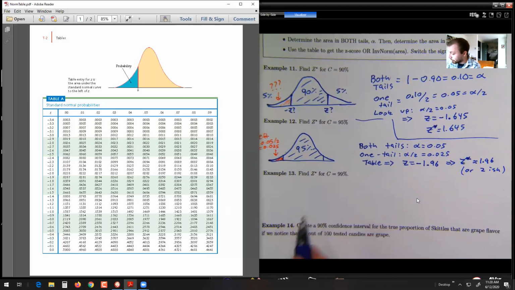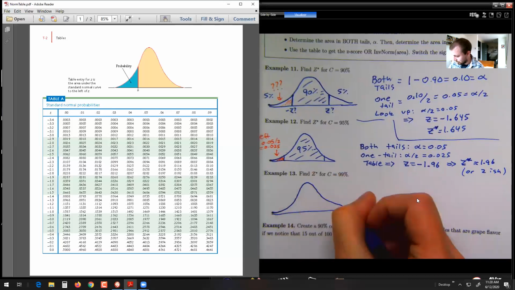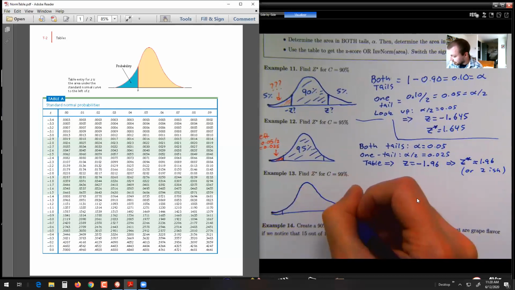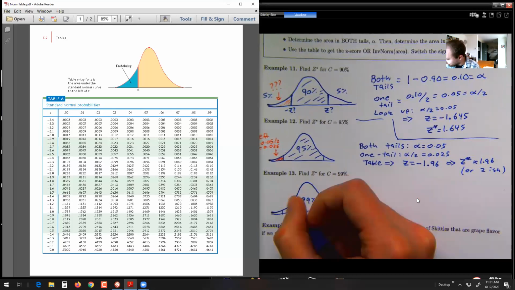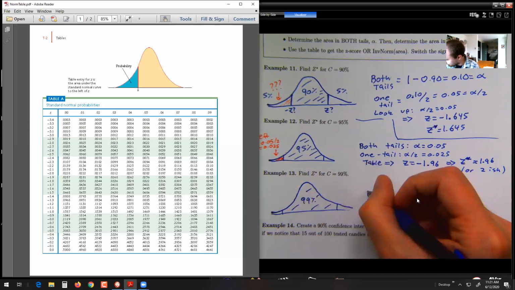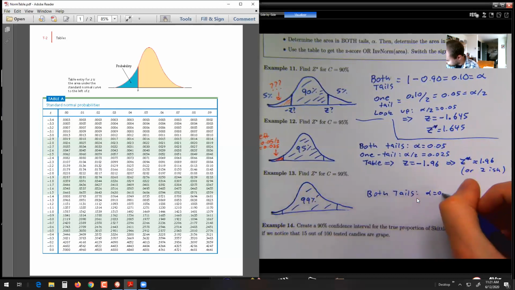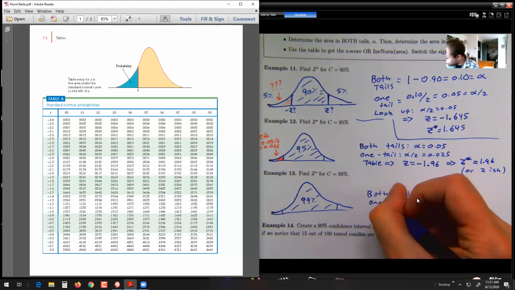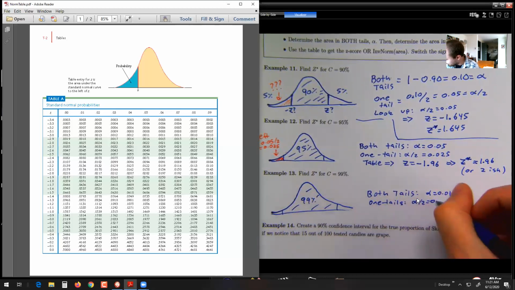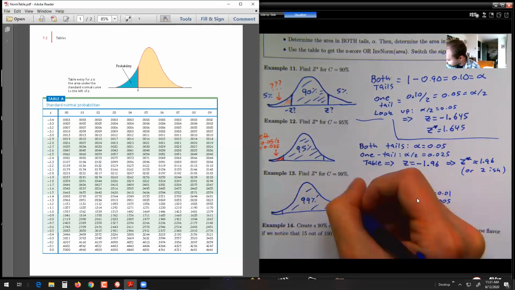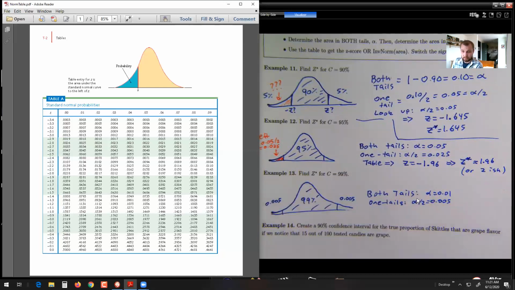Z-star for 99% in the center. Okay, let's go through the process. 99% in the center, this is not to scale. This leaves me with 1% for both of my tails. So just one of those tails, I'm going to split that in half. That gives me 0.005, or 0.5% inside of both the left and the right tail.